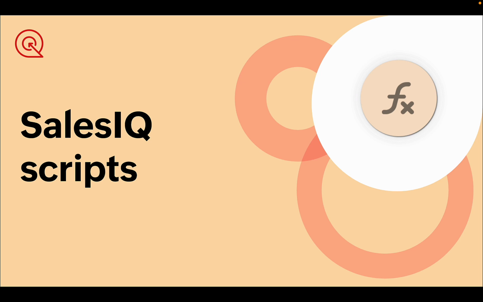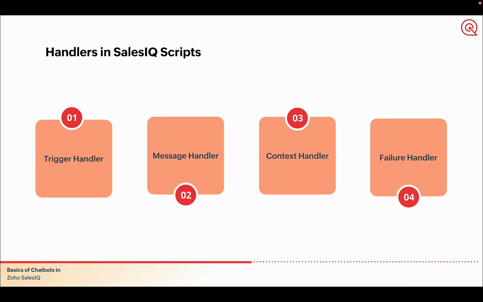With this platform, you can create the bot of your dreams. It means you can customize every single feature of the bot from scratch to match your exact business requirements. This platform mainly functions on handlers. You have to write code in these handlers and define its functionalities. There are 4 handlers: trigger, message, context, and failure.